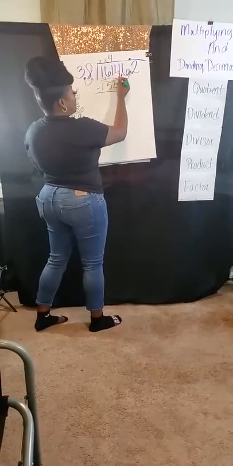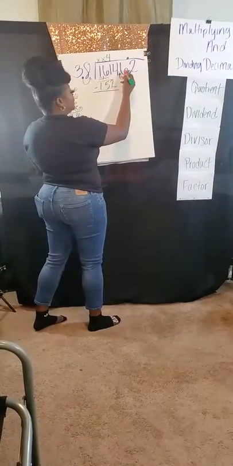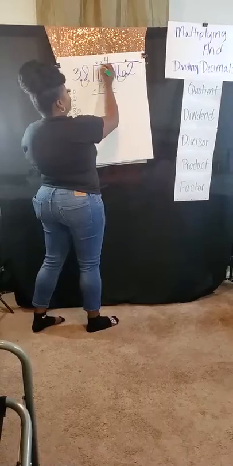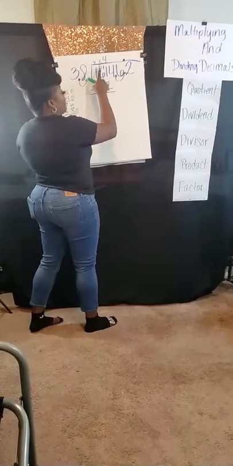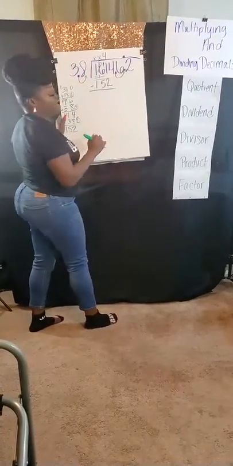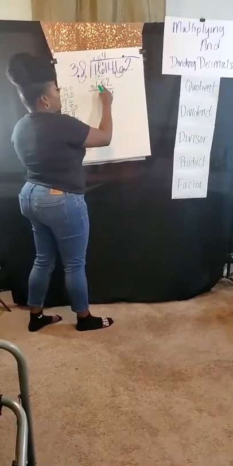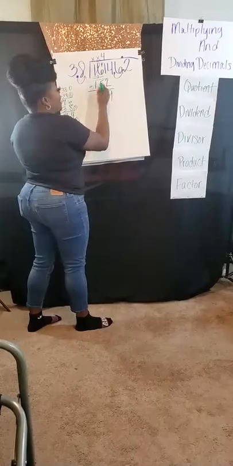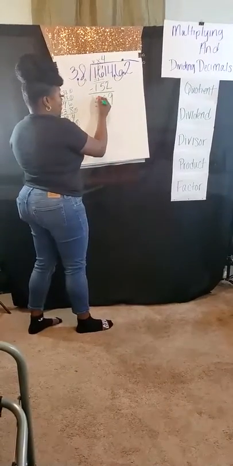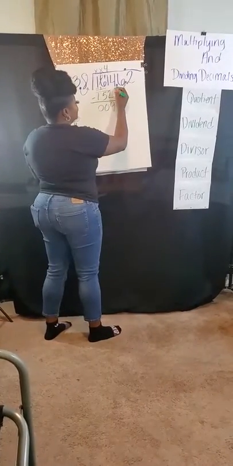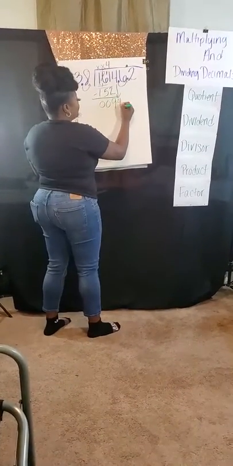So, 161 subtract 152. Can I take 2 from 1? No, I can't. So then I have to go next door and borrow. Now we have 5 here, and this has become 11. 11 take away 2 is 9. 5 take away 5 is 0. And 1 take away 1 is 0. You did it. Next step, let's drop down this 4.